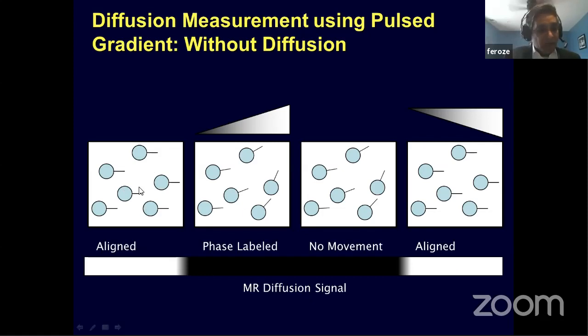So let's start from here. When all the protons are inside the magnetic field, they're all aligned, they're all in phase, and you get a bright signal, right? However, when you apply a gradient, they go out of phase. When you go out of phase, as you all know, the signal goes down. It's dark. Then after the gradient is applied, if there is no movement, if there is stationary tissue, the phase is retained and the signal is low. However, if you apply a reverse gradient, it's brought back in phase and the signal is brought back, right?